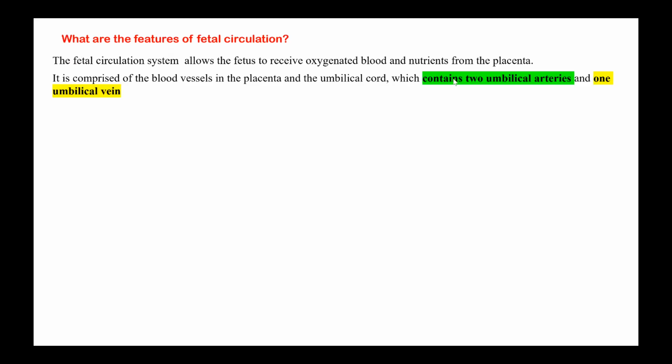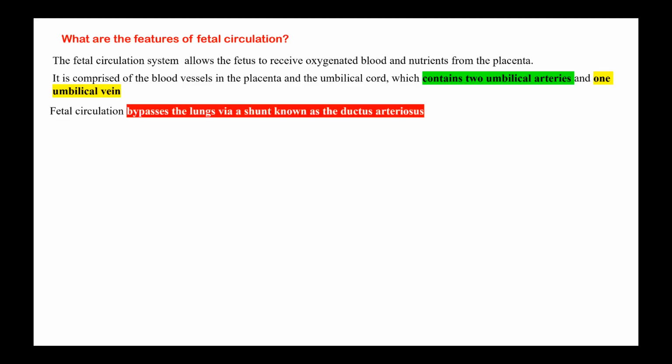So which one carries the oxygenated blood and which one carries the deoxygenated blood in these two vessels? Even though you call them arteries, do they have oxygenated blood or deoxygenated blood? Deoxygenated blood. They have to remove the deoxygenated blood from the fetus, even though they are called umbilical arteries. And the umbilical vein is the one which is delivering the oxygenated blood to the fetus.